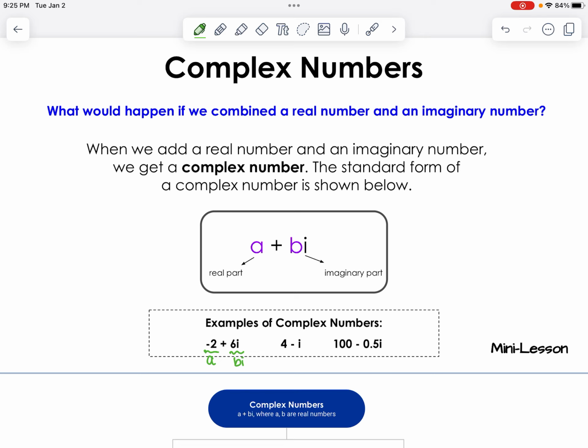Now in the next one, notice it's 4 minus i. Well, our standard form has plus, but it could be a plus or a minus. So this is still a complex number. 4 is the real part, minus i is the imaginary. In this case, b would be -1. And then we have one more, which is 100 minus 0.5i. 100 is the real part, and -0.5i is the imaginary piece. So b does not have to be a whole number either. It can be negative, positive, a fraction, a decimal, or a whole number. And the same goes for a.